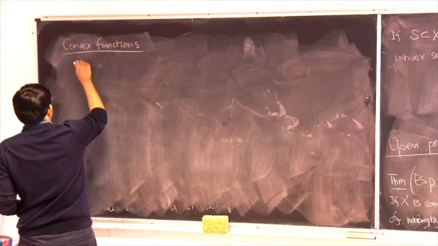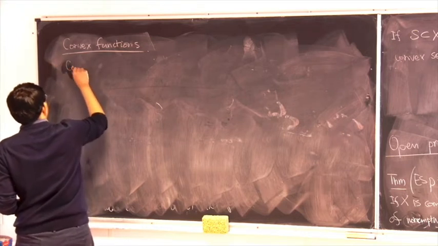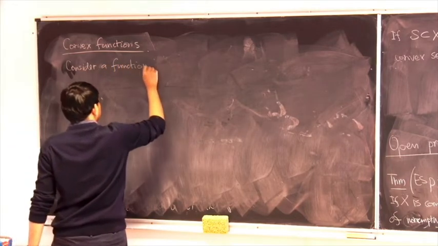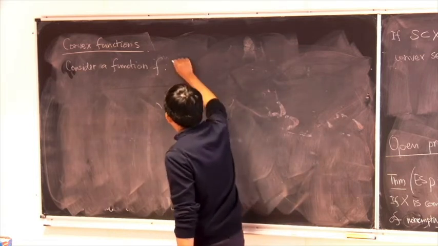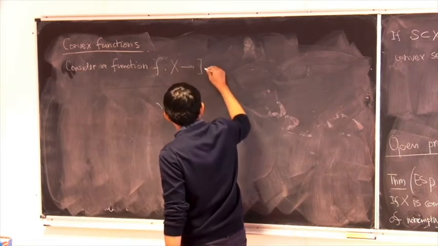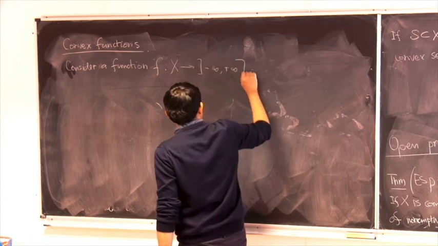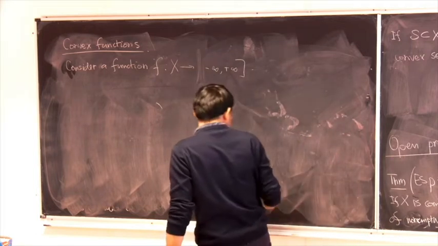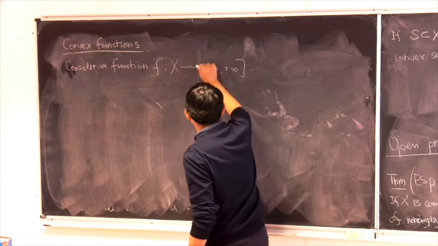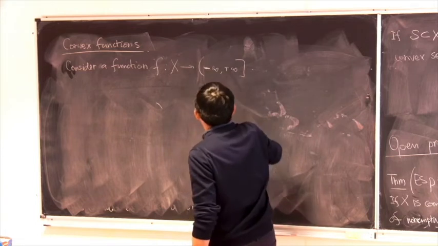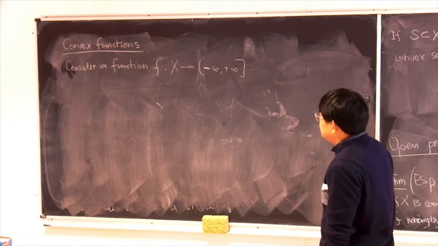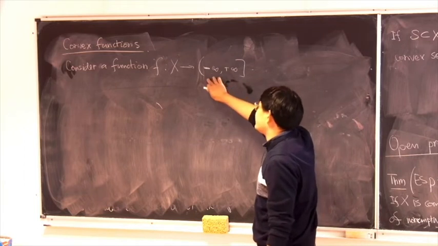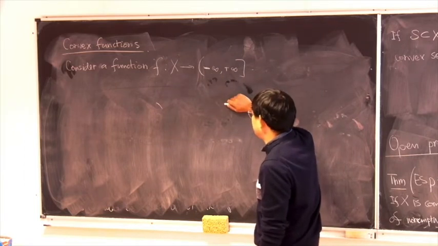So we consider a function f defined on X into this. I tried since the first lecture to avoid using this kind of bracket. So here we include plus infinity, but we somehow exclude minus infinity because that's not so interesting.